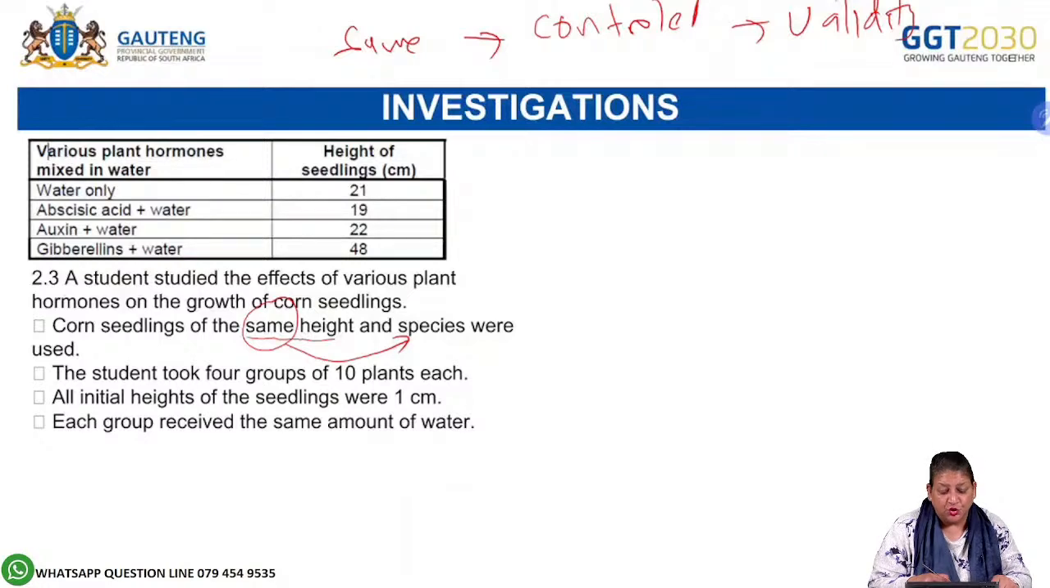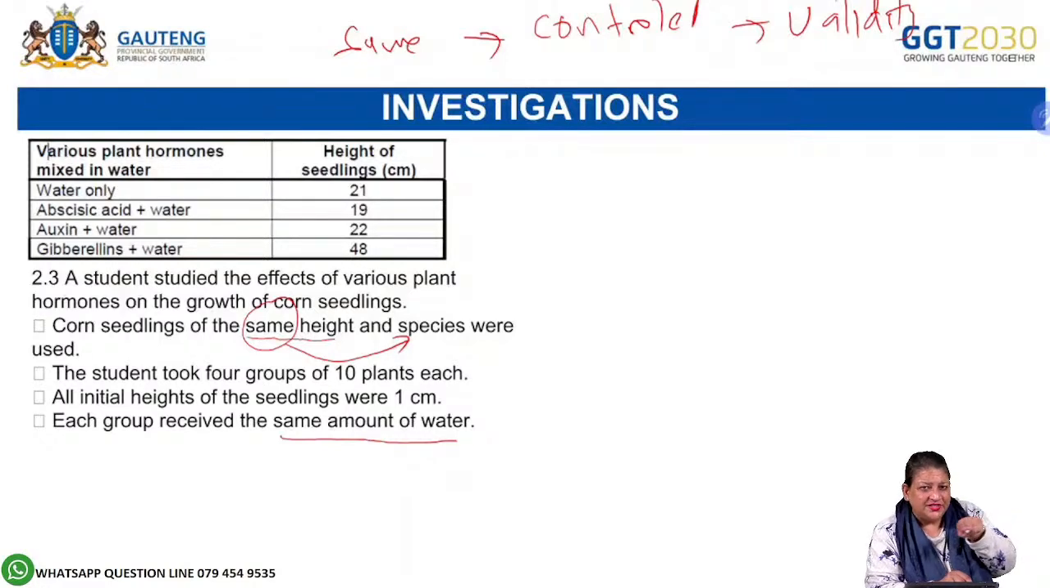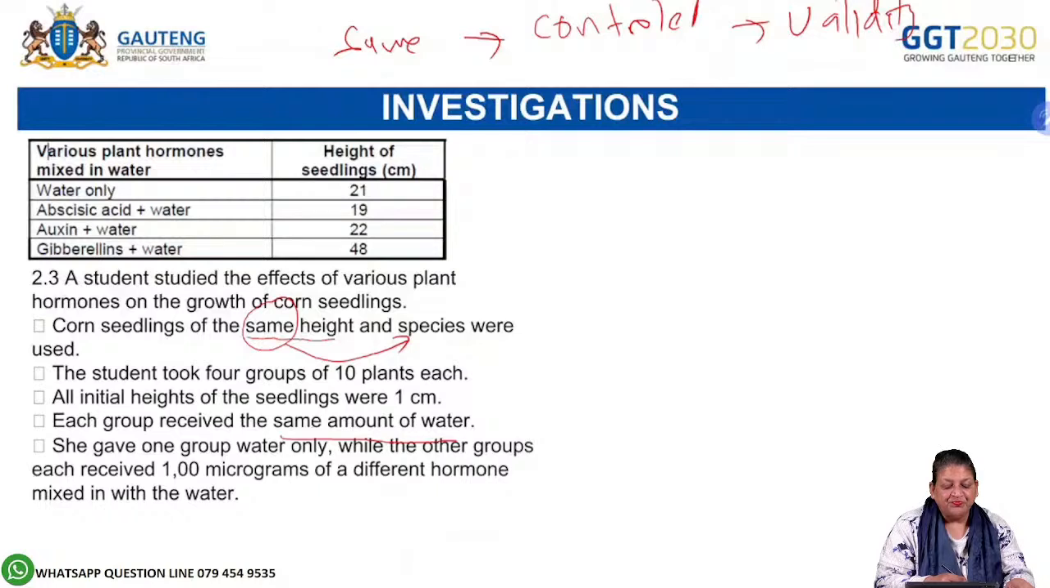Okay. And then you're going to look at the next one. Each group received the same amount of water. So what is the same now? Same height, same species of corn seedlings, same amount of water was given to them, okay? And all of them, when the experiment began, were all of the same height. So same height even at the beginning of the experiment, right? And then she gave one group water only, okay?